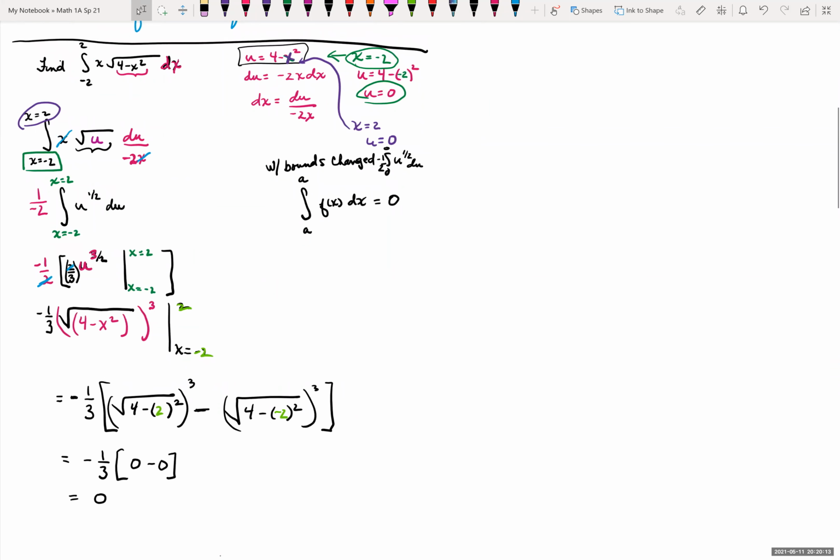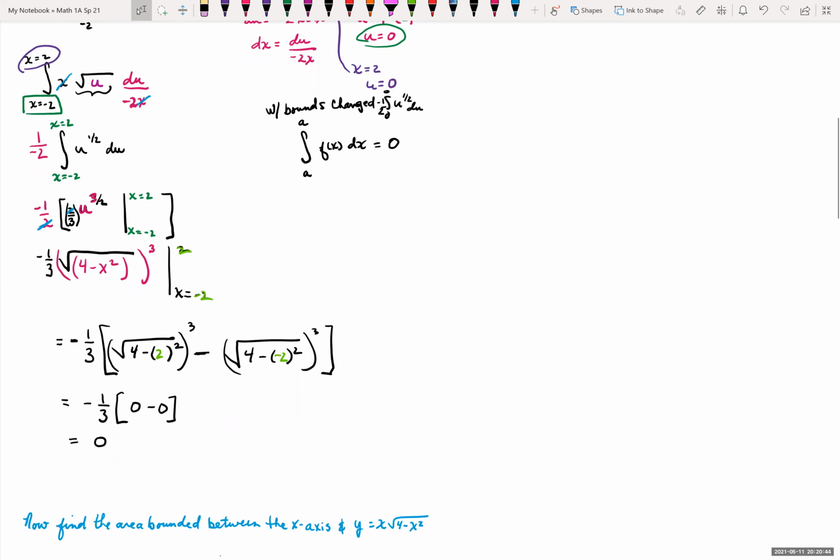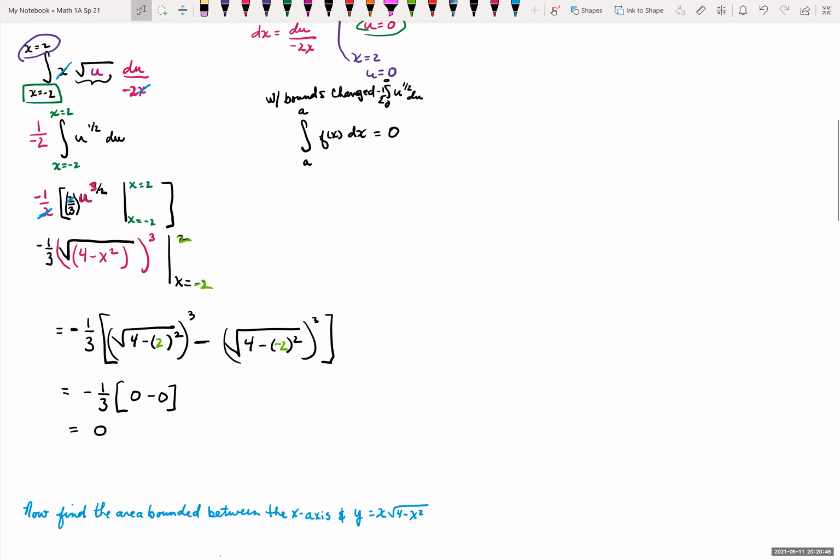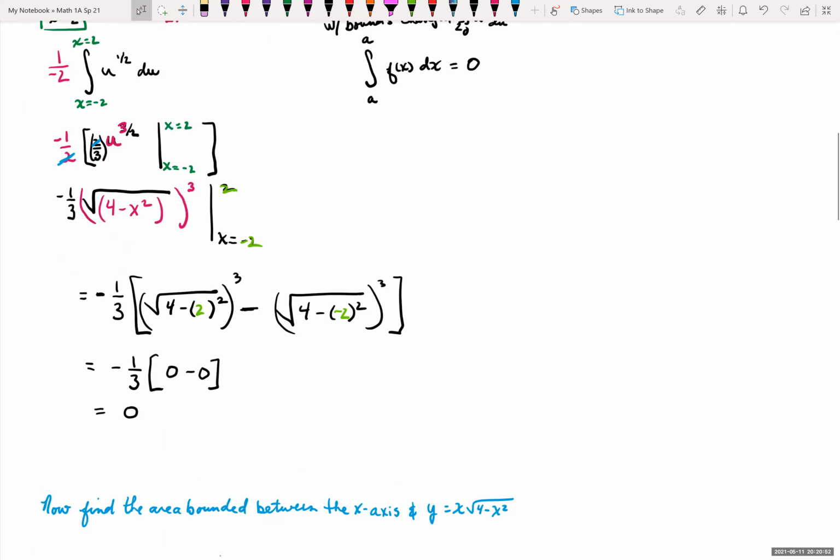Okay, so recall definite integration can represent area bounded between the x-axis and the curve. Well, we're getting 0 here, and that's telling me the area between -2 and 2 of that is not going to give me back 0. Really what we got back here was the net area. So it's basically the area above minus the area below. Let's say now it's asking us to find the area bounded between the x-axis and the curve.